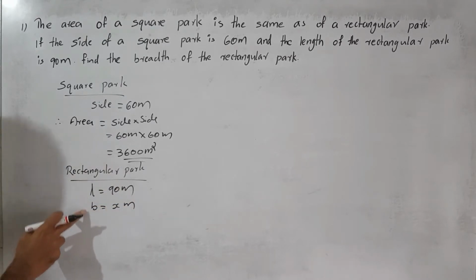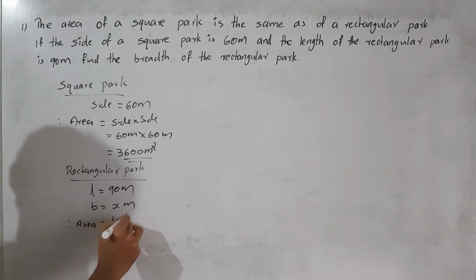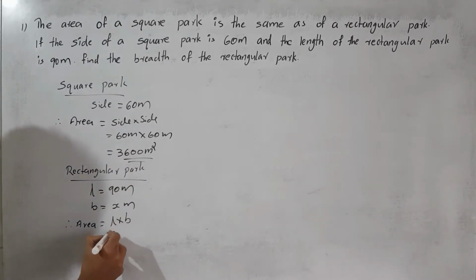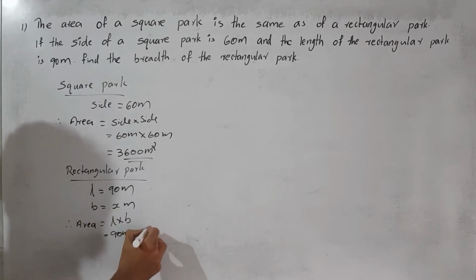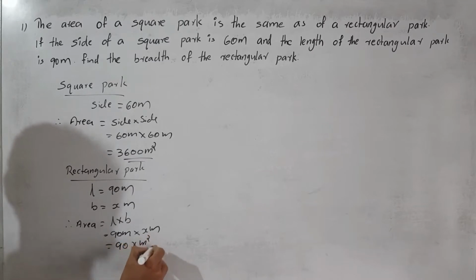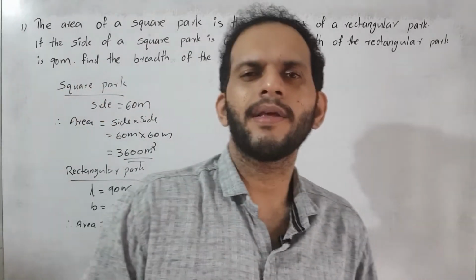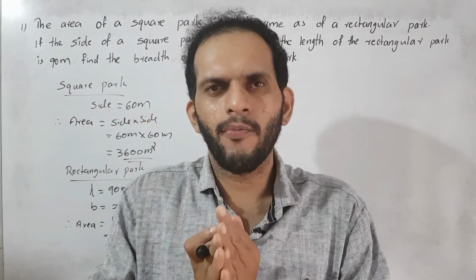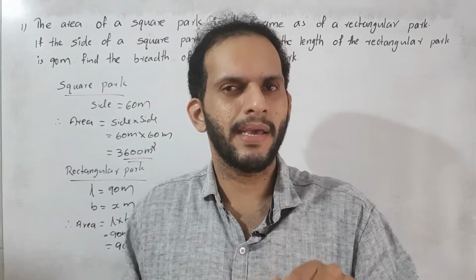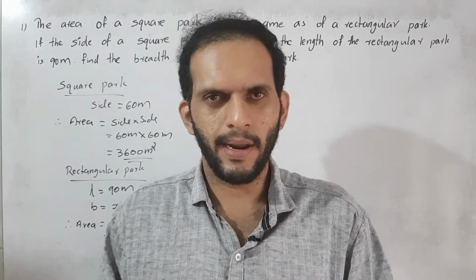If we have the length and breadth, then how do we find the area? Therefore, area is equal to L into B. Correct? What is L? L is 90 meter. What is B? B is x meter. Therefore, 90 into x. What is 90 into x? We know it is 90x square meter. Correct. Then what is next? We need to find the value of x. For finding the value of x, what is given? Here the idea is given: area of rectangle is equal to area of square. Correct. So we apply that idea.